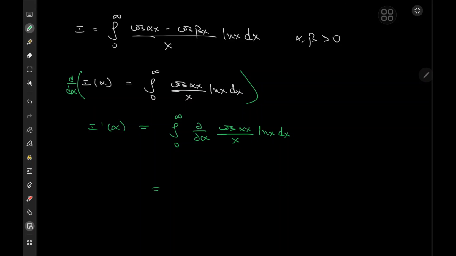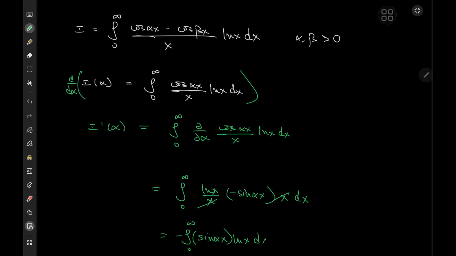Now, we're differentiating with respect to alpha, so we are holding all the x terms constant, so we have this log x over x, and the derivative of cosine is a negative sine of alpha x, and because of the chain rule, we have this extra factor of x outside, which cancels out really nicely, resulting in the integral from 0 to infinity of, well, we have a negative sign outside, sine of alpha x times log x dx.